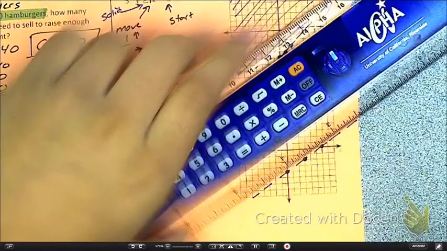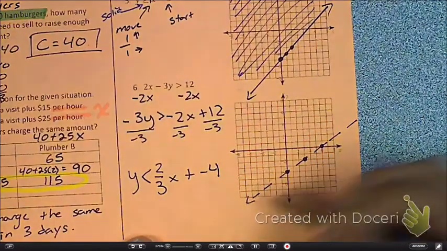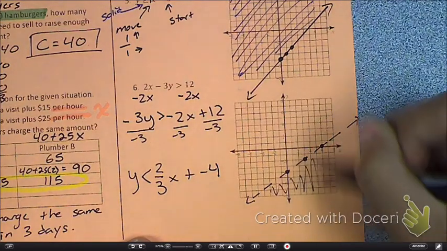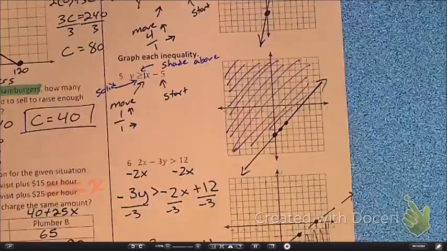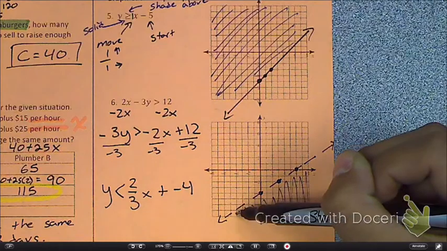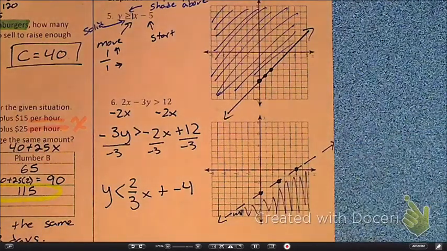It could be in a fraction. You slope? Okay. Arrow. Shade above, shade below. You guys shade below. Ta-da! Work of art. I'll accept this as an answer. It could say 2/3 x minus 4, no plus needed.